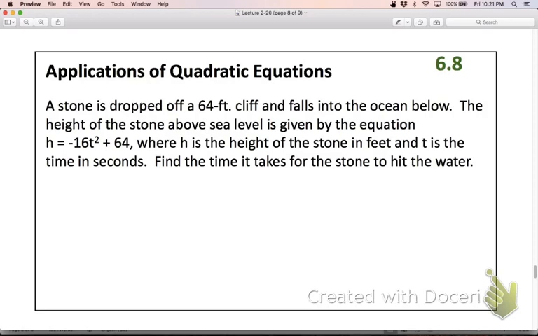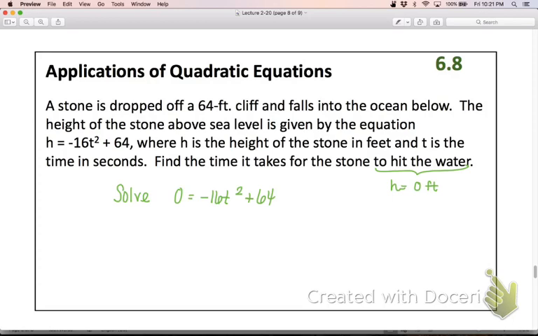So they went ahead and gave us the equation here. So we want to know what is t at the height where the stone hits the water. Well, if h represents the height of the stone above the water, when it hits the water, what would the height be at that point? And hopefully you guys can see that the height would be 0 feet at that moment. It's fallen all the way off the 64-foot cliff and hit the water, which would be ground zero. So that means that the equation we want to solve here is 0 equals negative 16t squared plus 64.